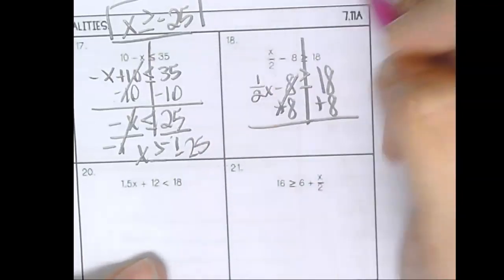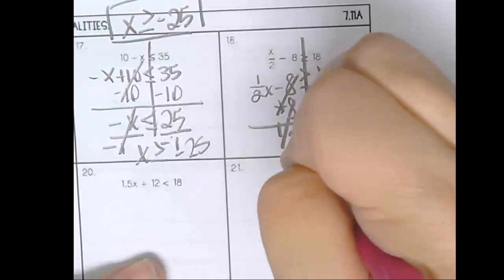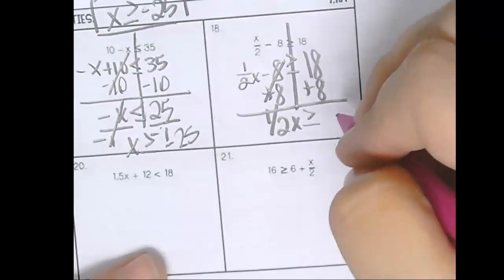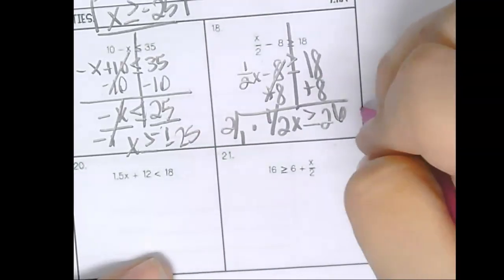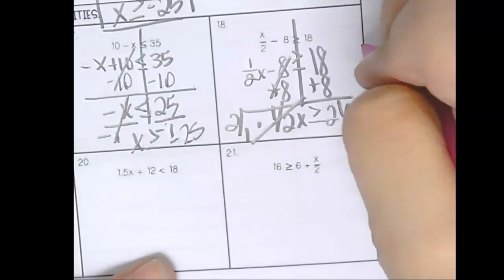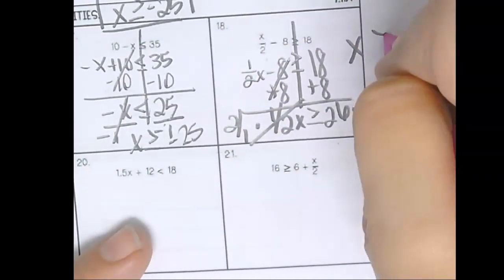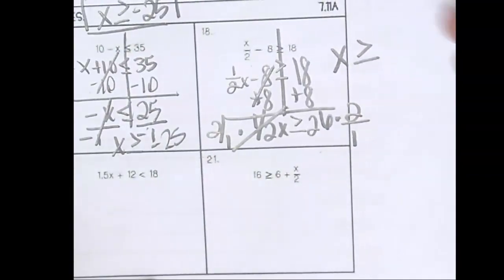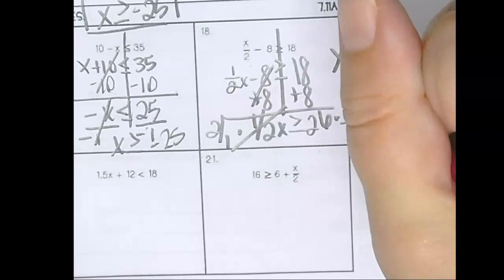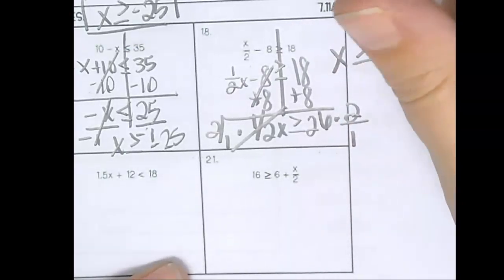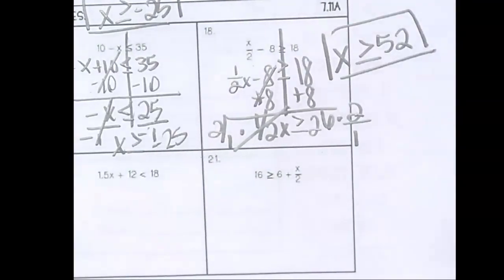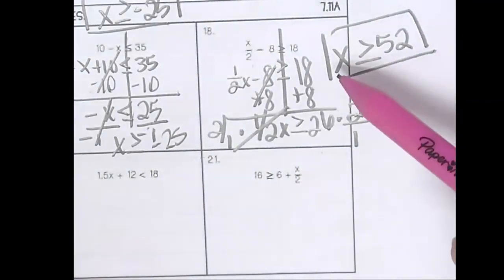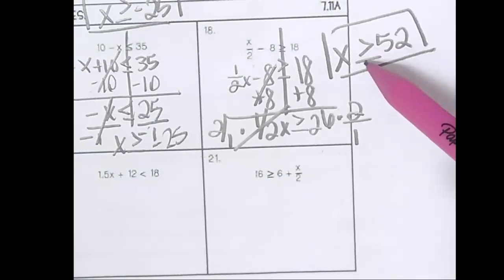So we're going to go ahead and create that 0 pair by adding 8 to both sides. That leaves us half of x is greater than or equal to 26, okay? I'm going to multiply by the reciprocal, 2 over 1. That gives me x by itself. I'm just moving up here because I'm running out of room. x is greater than or equal to 26 times 2, which is 52. And then it would just be 52 over 1, so we don't have to worry about that part of it. So x is greater than or equal to 52.